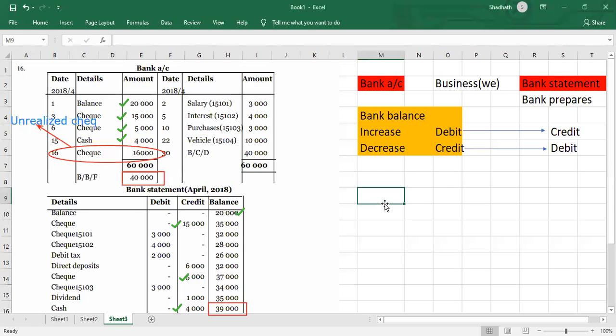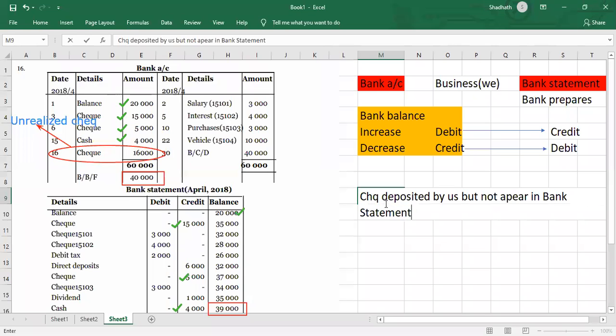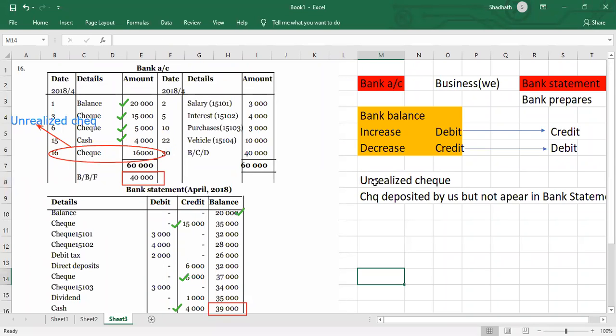Unrealized check means check deposited by us but not appearing in the bank statement. Check deposited by us but not appearing in the bank statement is called unrealized check. Okay, so the unrealized check is 16,000 rupees. One point.